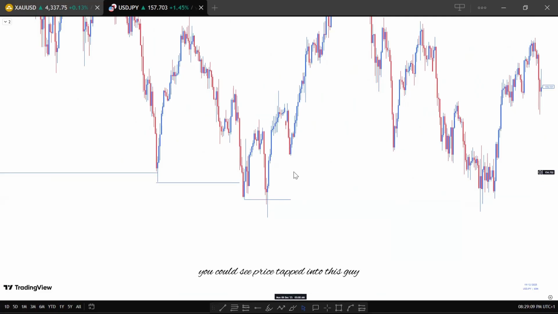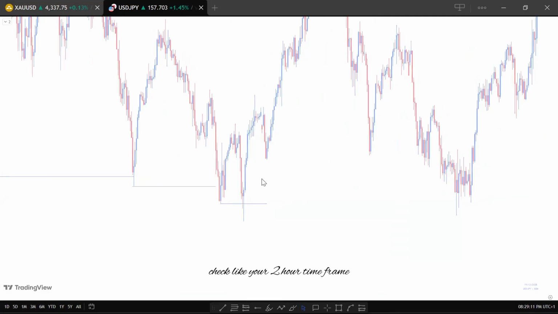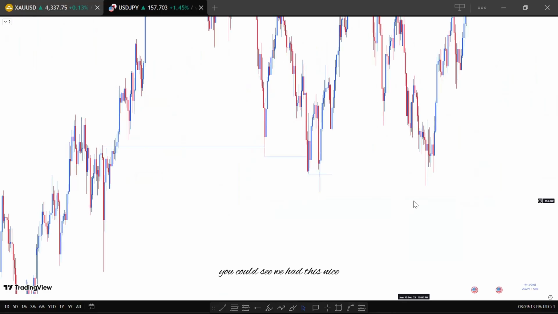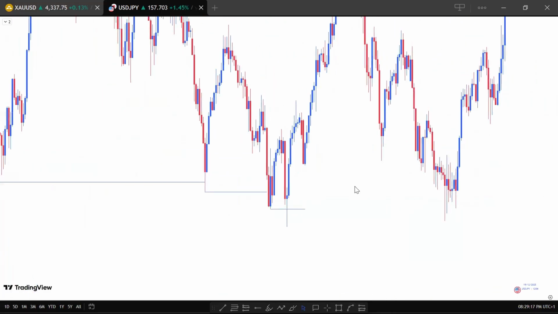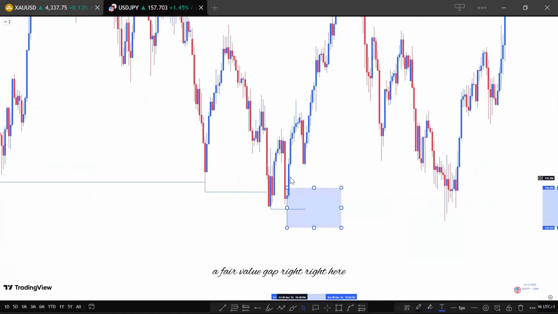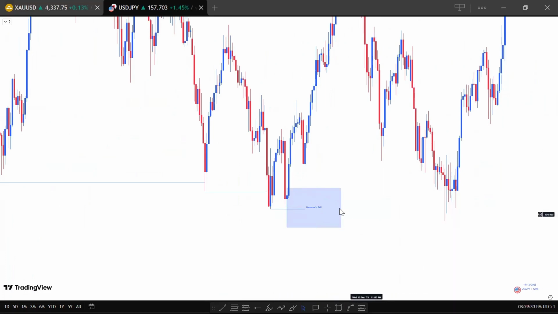You could see price tapped into this. And if you take your 2 hour time frame, you could see we had this nice demand right here. The demand still came with a fair value gap right here, with a fair value gap right here.